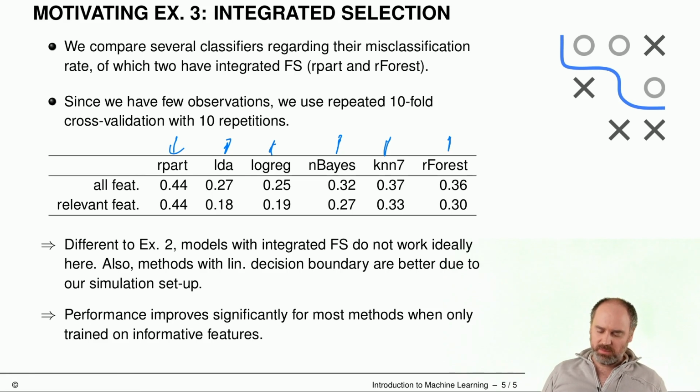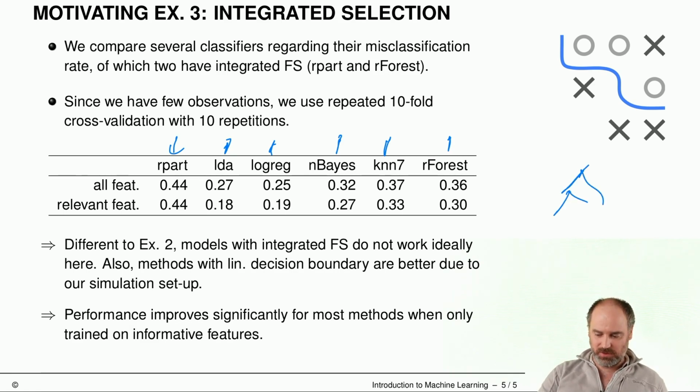Now, why am I saying that the decision tree and the random forest have integrated feature selection? First of all, we can take a look at LDA, logistic regression, naive Bayes, and KNN, and hope we can agree that they don't do anything special in terms of integrated feature selection. They basically don't do anything at all for selecting features. But for the decision tree, I hope it's obvious, right?